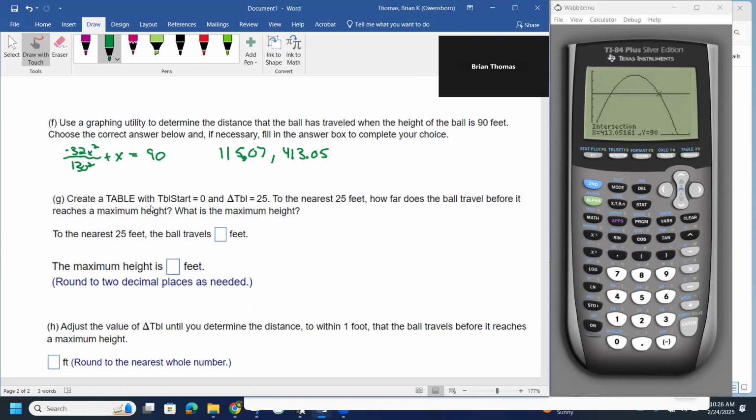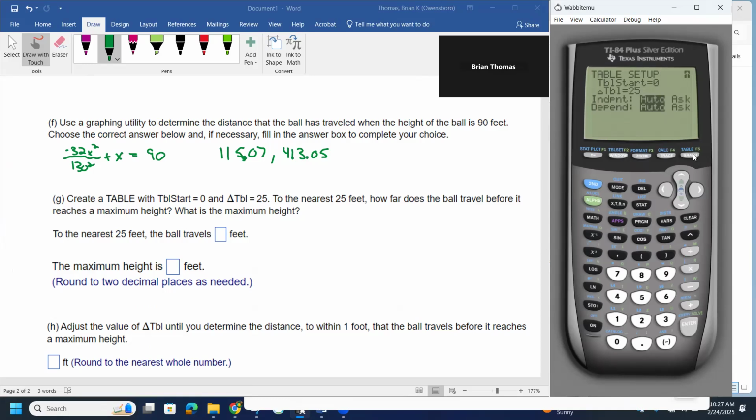So G says create a table. Start the table at 0. So table set, start at 0. They want you to change the table by 25s. So change the table to 25. And to this 25 feet, how far does the ball travel before it reaches the maximum height? And then what is the maximum height?